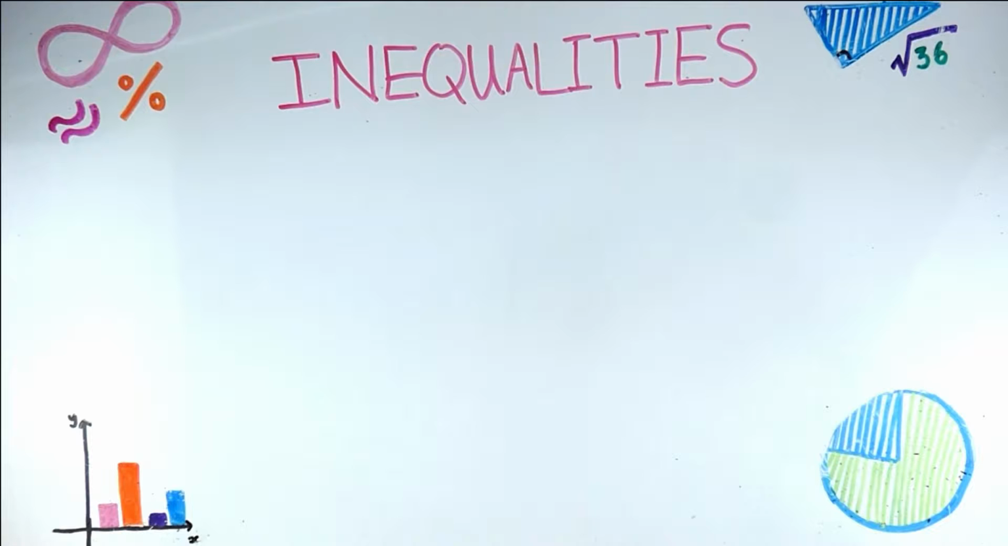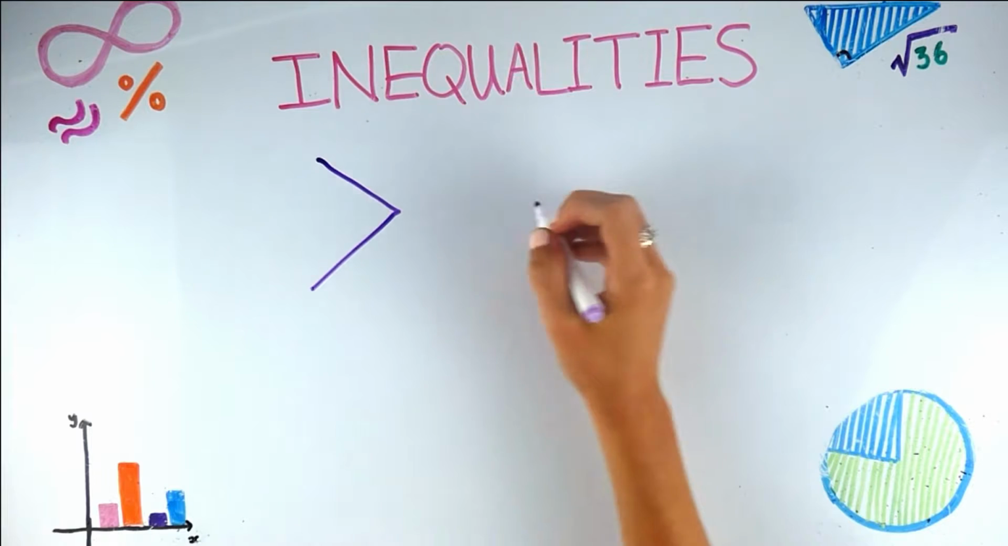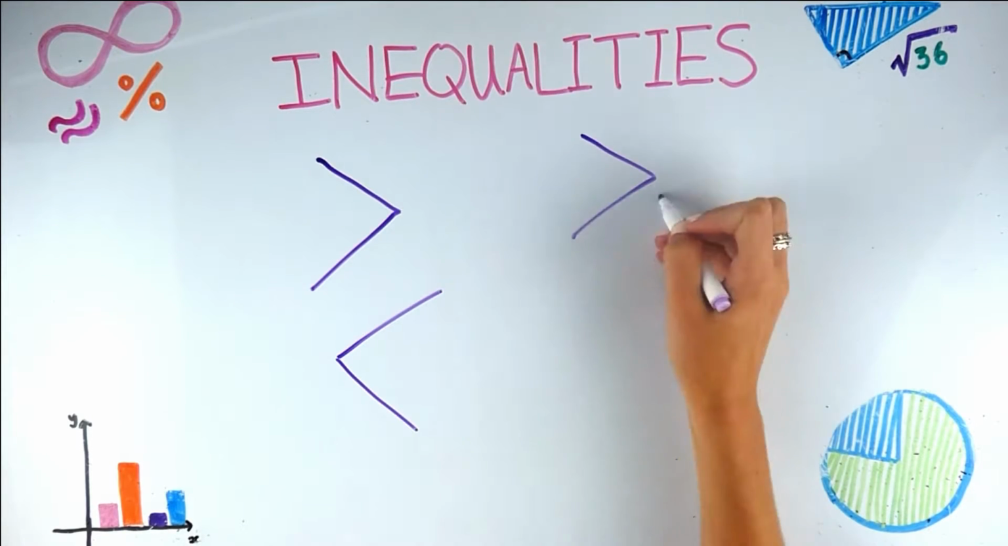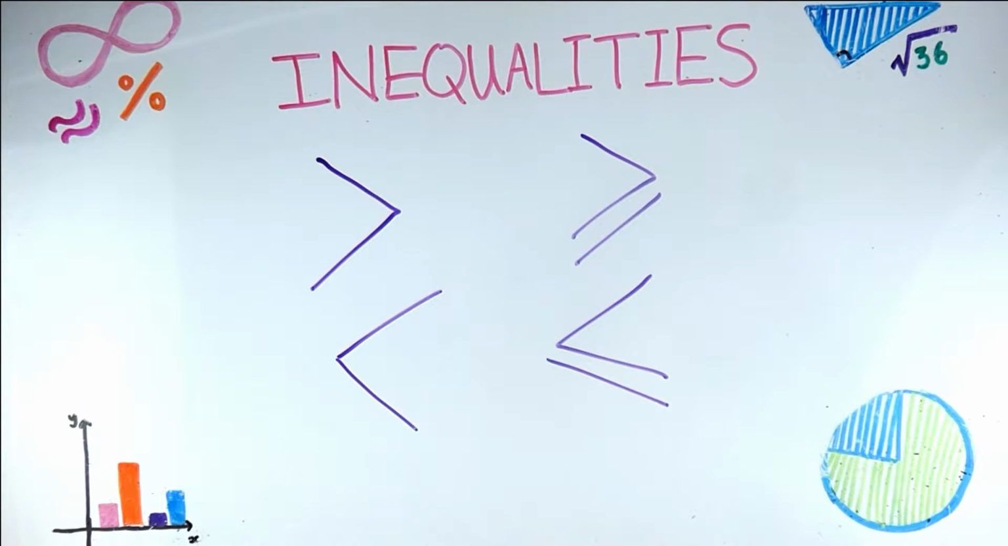Inequalities. Without getting too political, this is not about equal rights and stuff like that. This is mathematical inequalities. Maths inequalities look like this. You've probably seen them before. So what do each of these symbols mean?